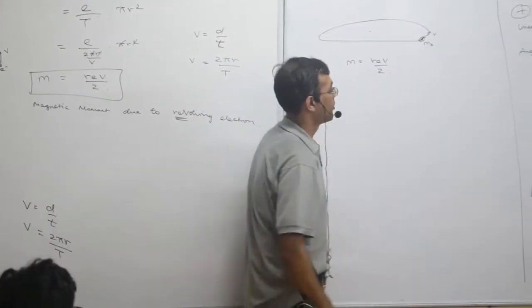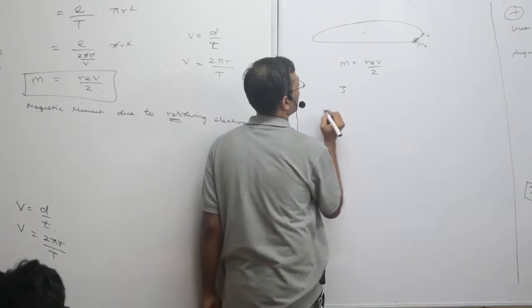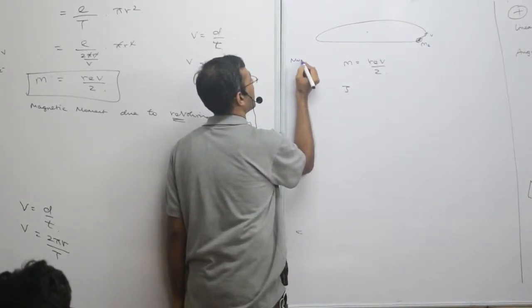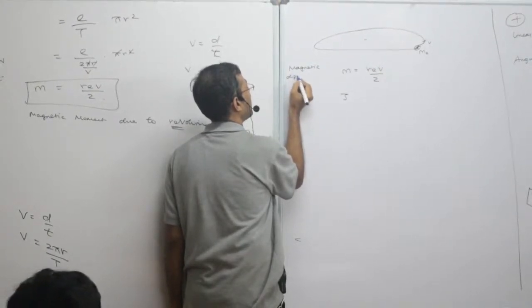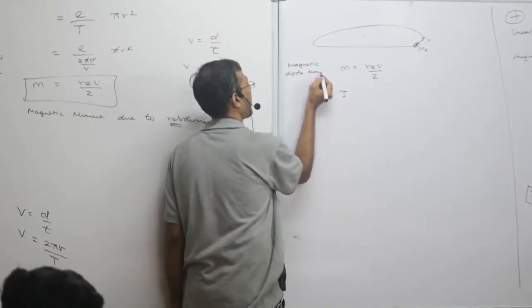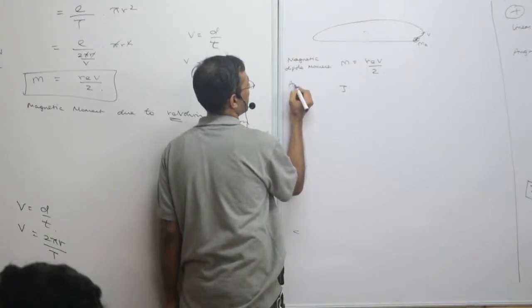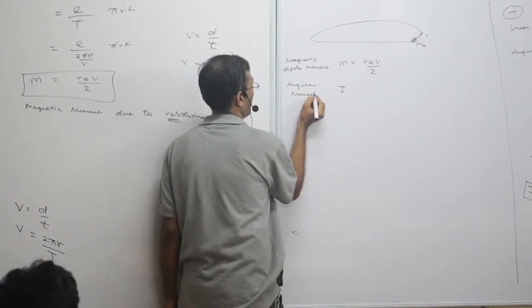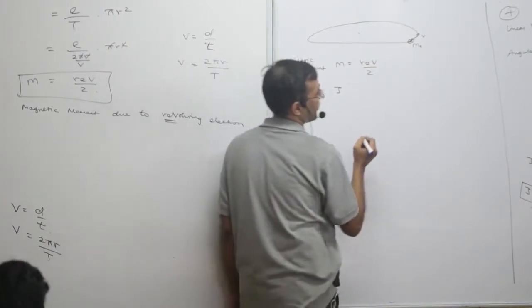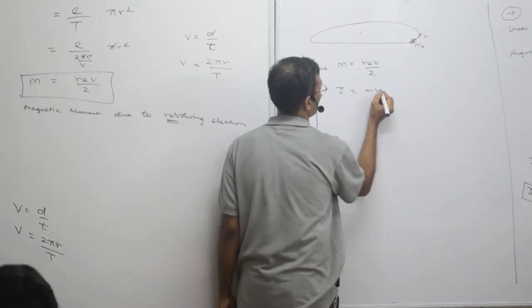And from this formula I can say angular momentum. So this is the magnetic dipole moment. This is angular momentum. So J is equal to mvr.